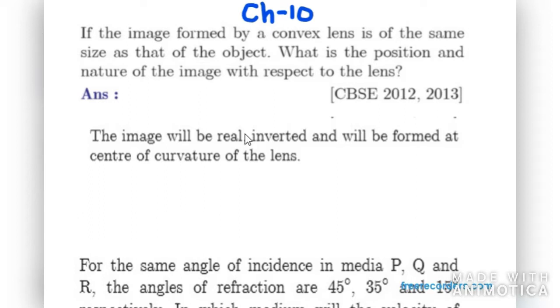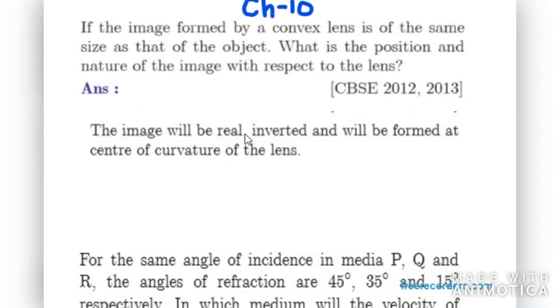It says, if the image formed by a convex lens is of the same size as that of the object, what is the position and nature of the image with respect to the lens? For answering these types of questions, you should know the ray diagrams by heart. If you know, then you can immediately say that it will be real, inverted and will be formed at the center of curvature of the lens. You can also make the ray diagram in this type of question.